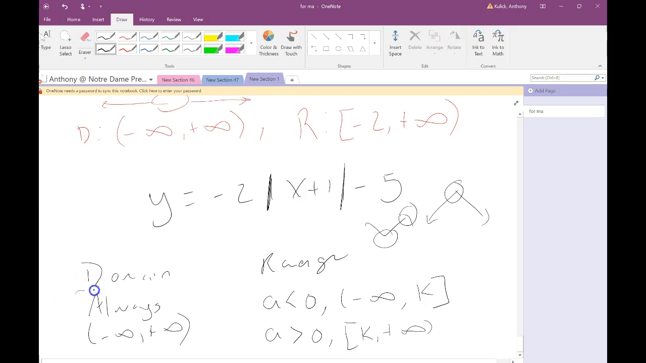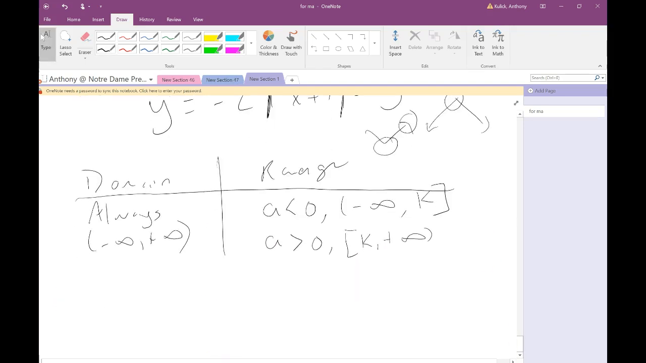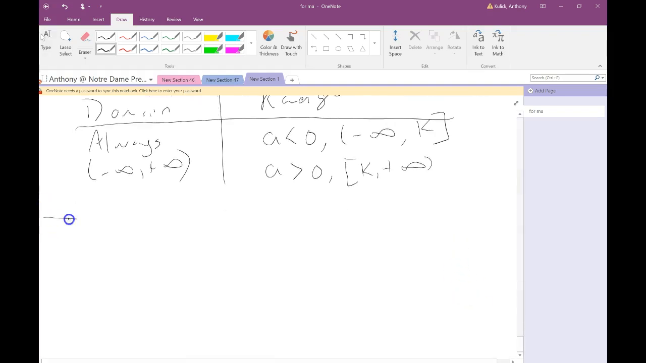So you could do it that way also, where if you're given the equation, you don't necessarily have to graph it. You can just use the value for k and a and figure out the range, because the domain is always going to be all real numbers. Yeah, no problem. Who's next?